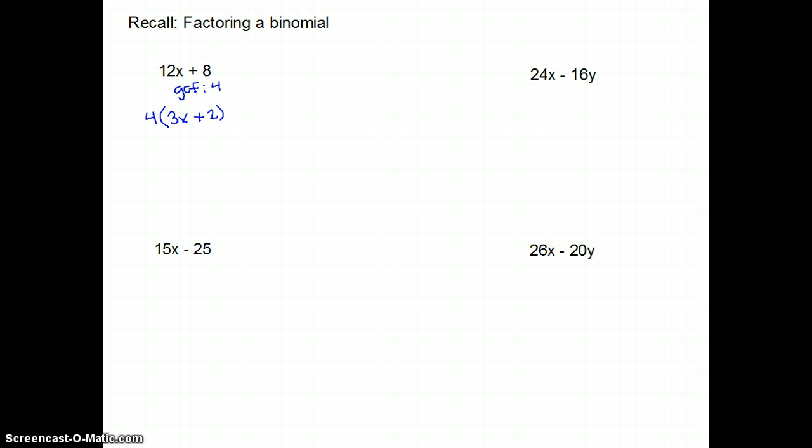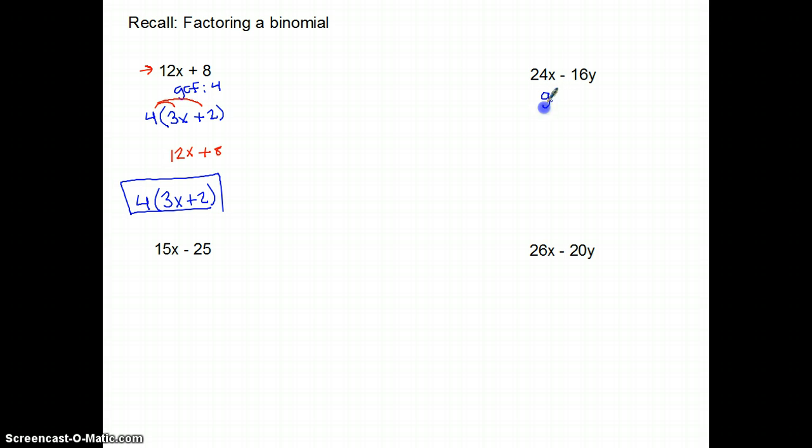You may check your answer by distributing the 4 back in. What you should end up with is the original binomial that you started with. So we'll check this answer. 4 times 3x is 12x, and 4 times positive 2 is positive 8. Since that does match our original binomial, we have factored correctly, and 4 times 3x plus 2 is the factored form of your binomial.